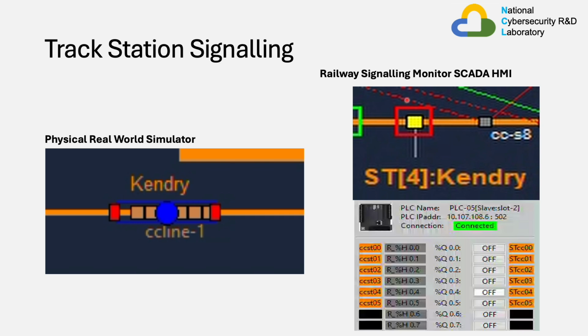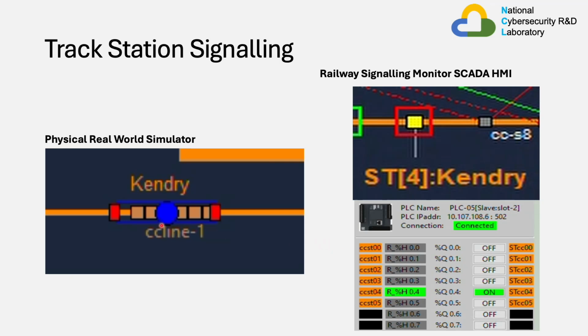The outer box changes colors from green to red because these are the front and back exits of the station signals being locked. This indicates there is still a train being docked at the station. You can also see these signals change on the PLC monitor as well, for input register CCST04 and output coil STCC04, which is Kentry station.